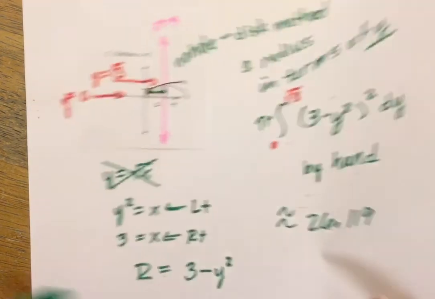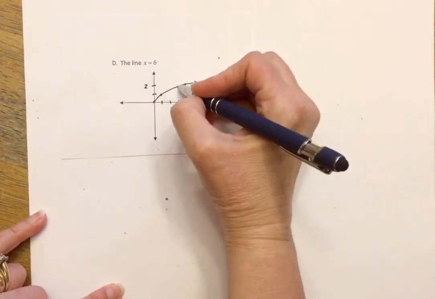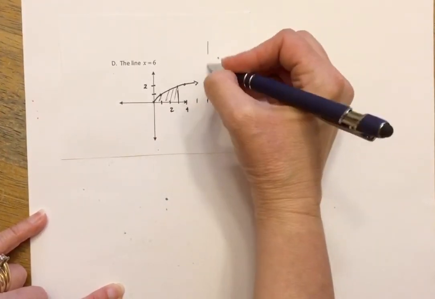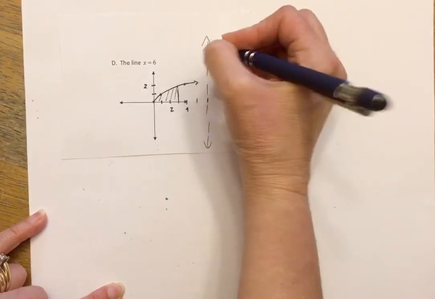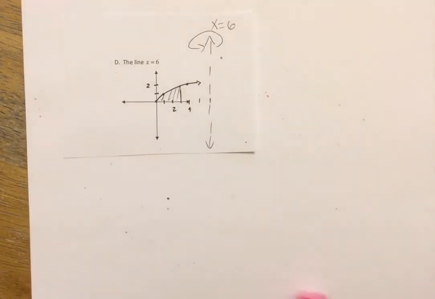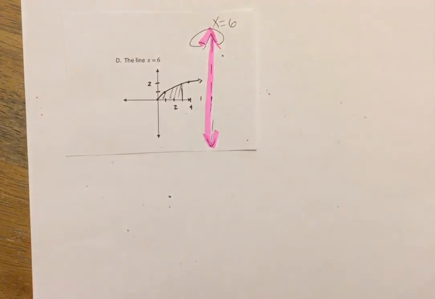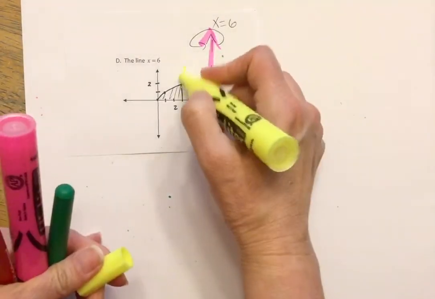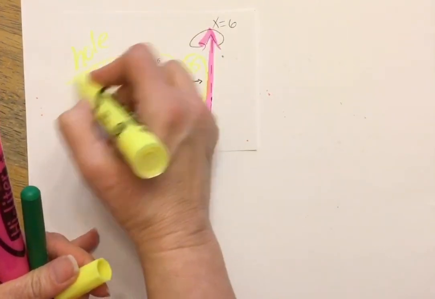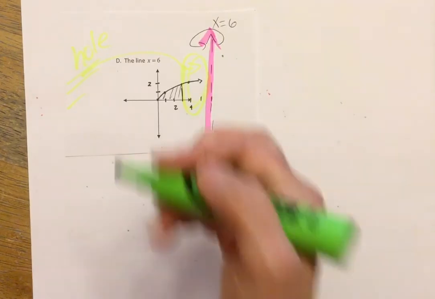Final example. This one is having us take the region that stops here at x equals 3, and they want us to spin around x equals 6. So this is x equals 6. If we notice, really important to notice, that there is a hole between the shape and this line that we're spinning about. This is a hole. Because we have a hole, and I see that you can't see that, so I'll darken it in.